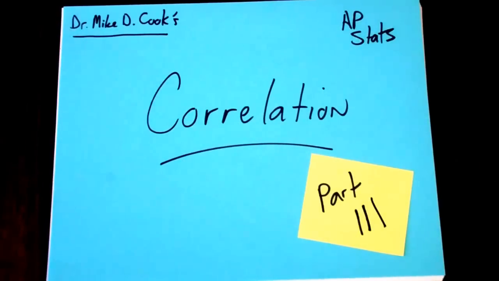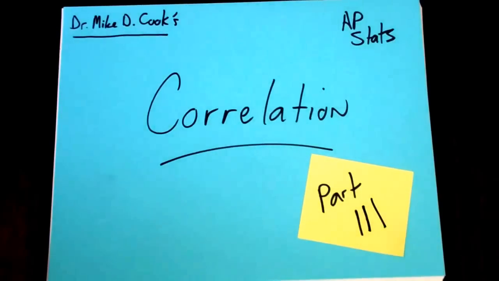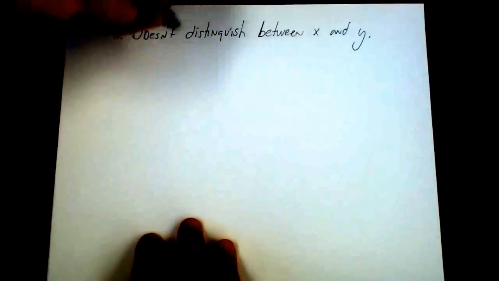In this video, we continue talking about correlation. We talk about some common facts about correlation that are very important. The first fact is that correlation does not distinguish between X and Y. There will be statistics that we do that do distinguish between X and Y, but this one doesn't. So another way to say that is there's no implication of causality.